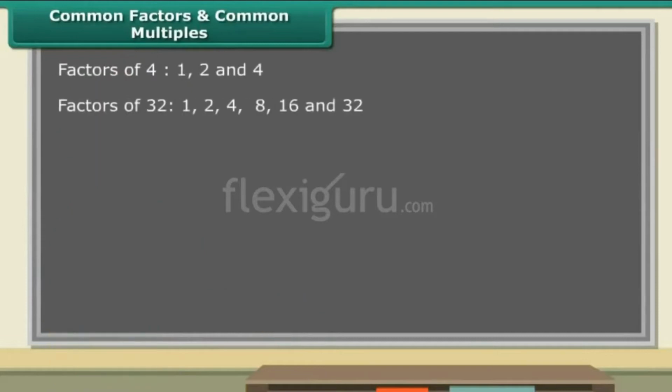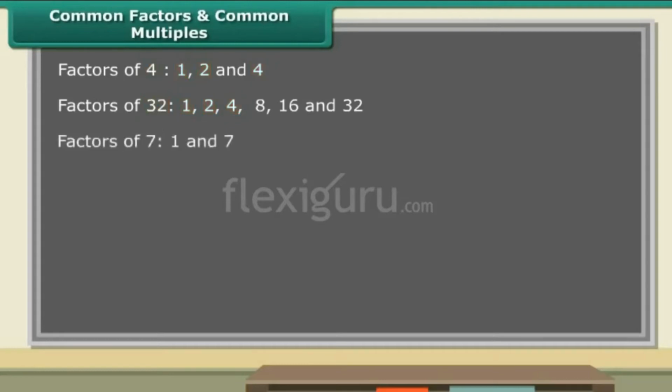Look at the numbers 4 and 32. The factors of 4 are 1, 2 and 4. The factors of 32 are 1, 2, 4, 8, 16 and 32. The factors 1, 2 and 4 are common to both 4 and 32. Hence, they are called common factors.